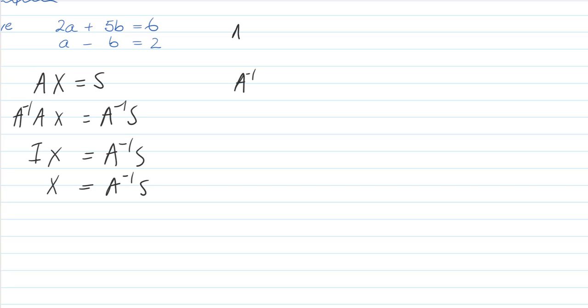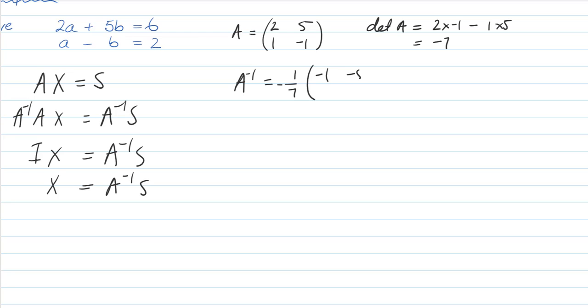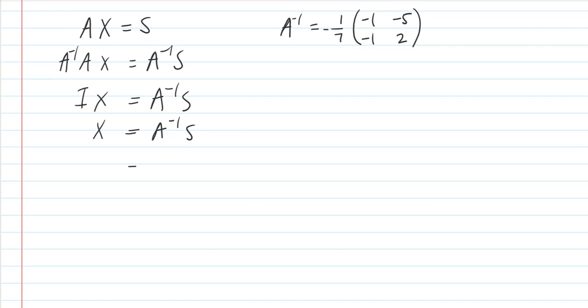Now first, I'm going to write down that A is equal to 2, 5, 1, negative 1. And the determinant of A is equal to 2 times negative 1, minus 1 times 5. And this is equal to negative 2 minus 5, which is negative 7. So A inverse is negative 1 over 7 times negative 1, negative 5, negative 1, 2. There's my little swaps around. A and D get swapped, B and C get made negative, and I'm going to leave it exactly like that. And then I get this.